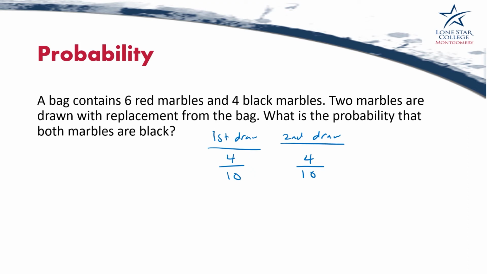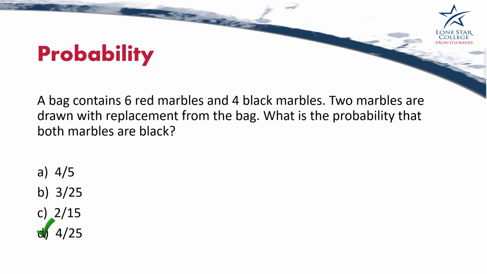So what we do now is, because they're independent events, we multiply them together. So it gets us 16 out of 100. So we reduce, we divide by 4 top and bottom. 4 out of 25. So that's the chance of you drawing both marbles that are black. So 4 out of 25.